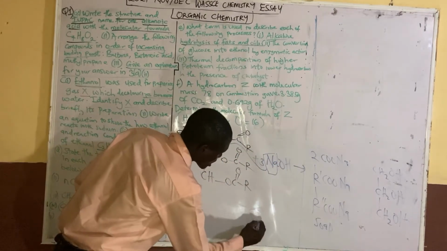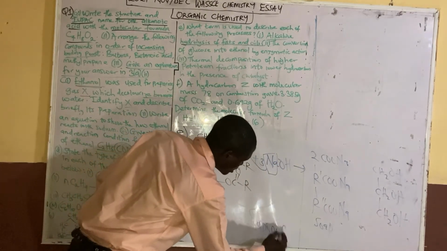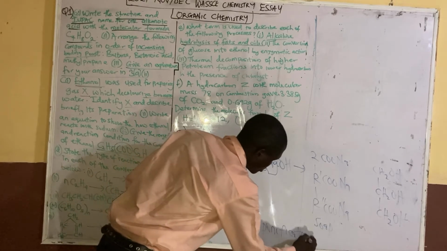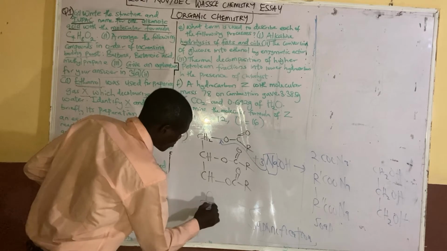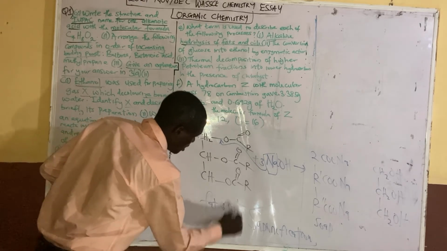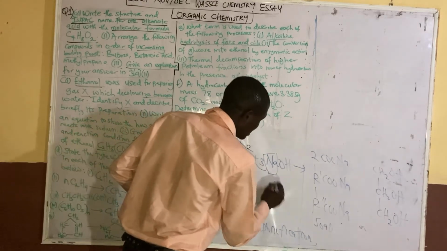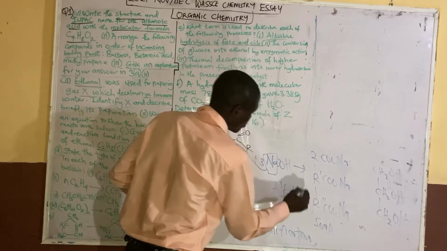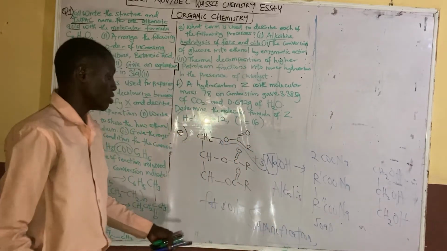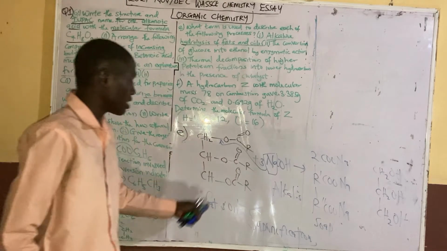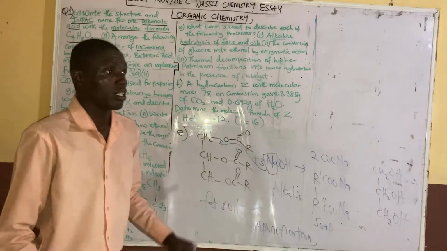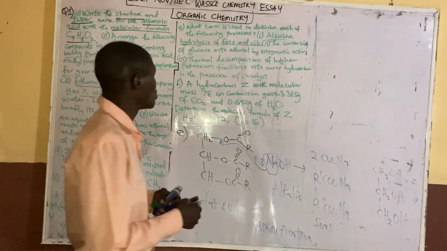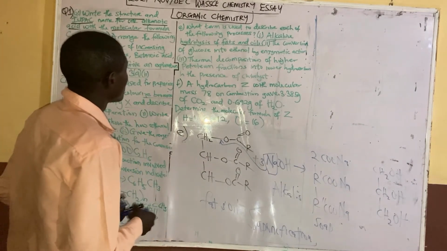This is what we call saponification. So this is fat and oil, and this is alkali. That's why they call it alkaline hydrolysis of fat. What do we term this process? This process is called saponification.